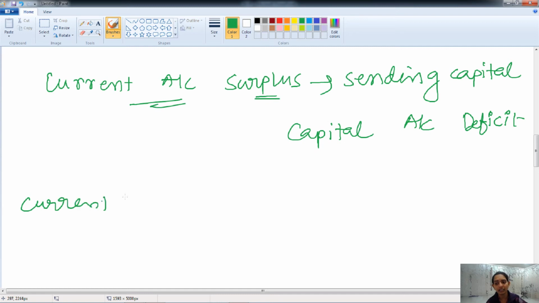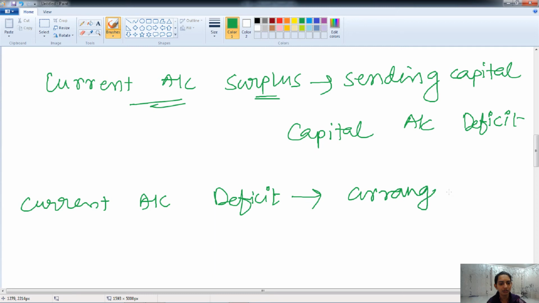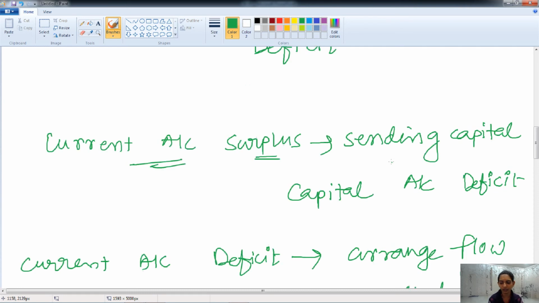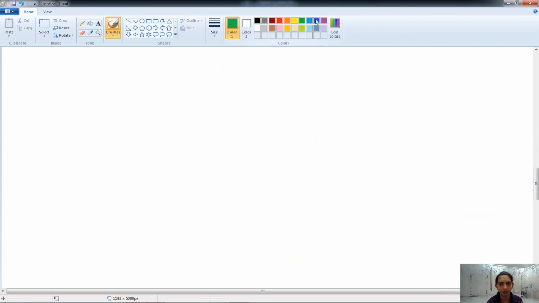And let's say the country has a current account deficit. If there is a current account deficit, then the country has to arrange a flow of capital so that it can finance the deficit of the current account. And therefore the inflow of the capital account surplus removes the current account deficit. So this is about the balancing of the current account and the capital account.